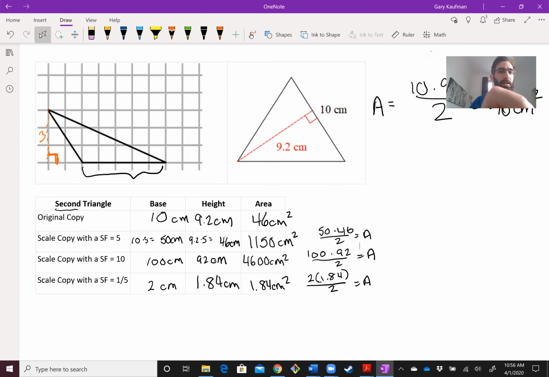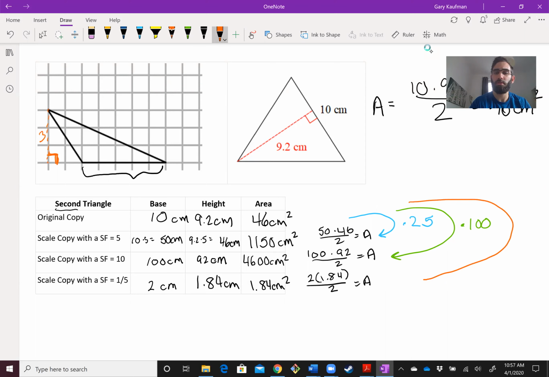Now again, we're trying to find a pattern. So I'm like, okay, from 46 to 1150. Well, I multiplied by 5. Is it 5 times? No. It ends up being 25 times. Okay. Well, is it 10 times? No, it ends up being 100 times to get from there to there. From here to here, we divided by 5 for the side lengths, but we ended up dividing by 25 or 1/25th to get to there.